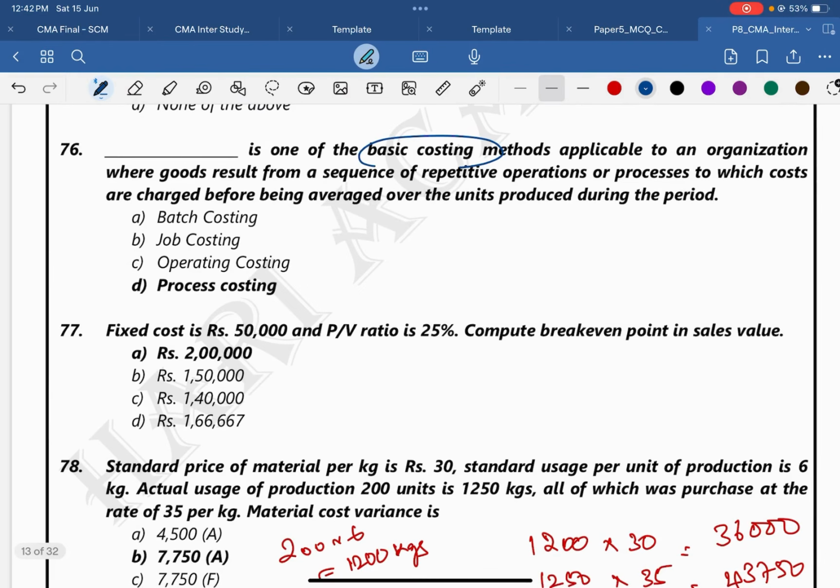Dash is one of the basic costing methods applicable to an organization where the goods result from a sequence of repetitive operations. Repetitive means one by one they go from process 1, process 2, process 3. That's what repetitive means. So it is process costing.